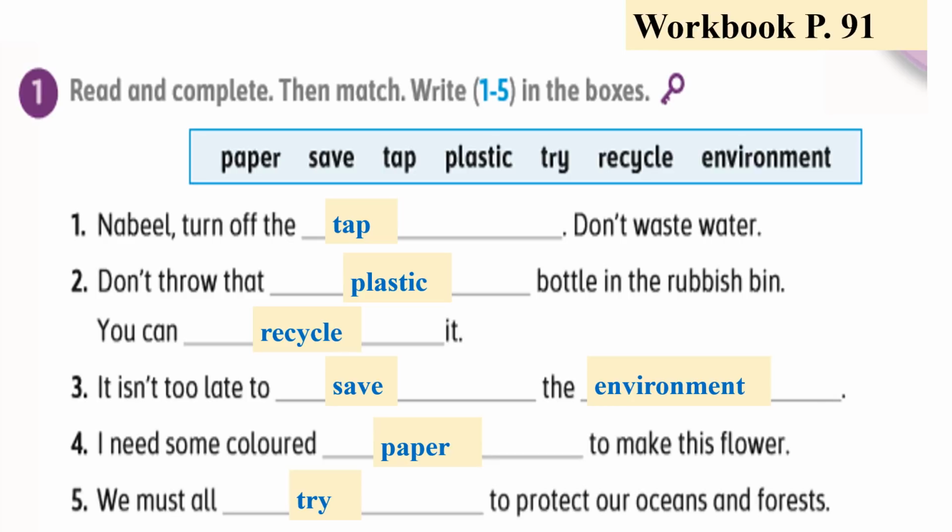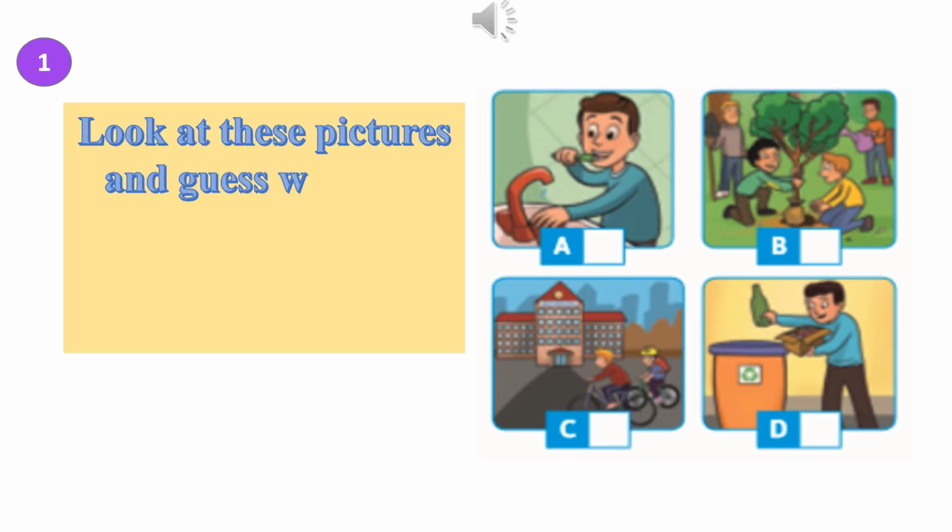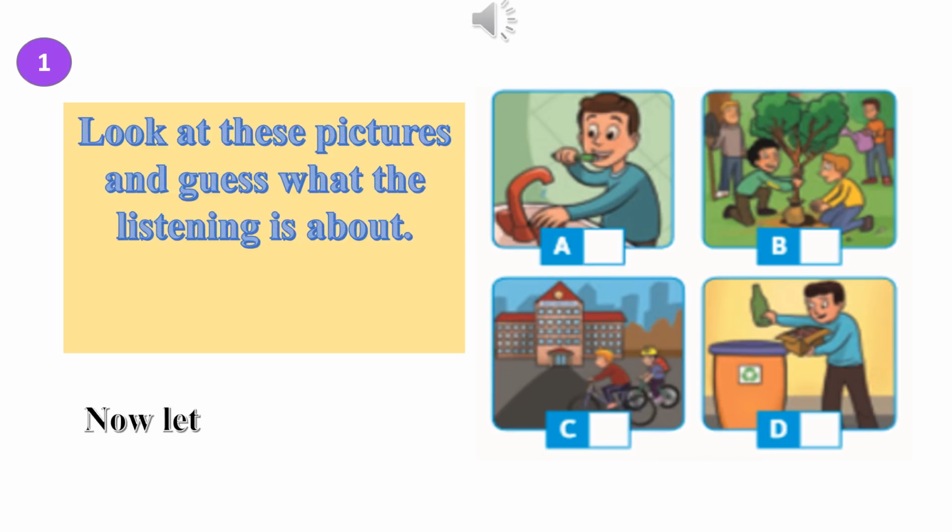Excellent. Now let's move to the second objective. You will listen to the song and identify the main idea. But before you listen, look at these pictures and guess what the listening is about. Stop the video and think for 1 minute. Great. Now let's listen and find out.